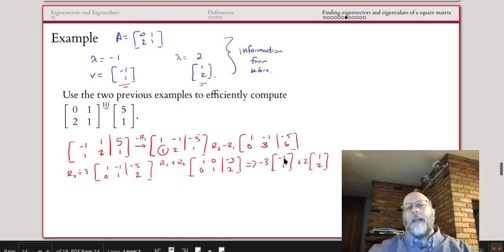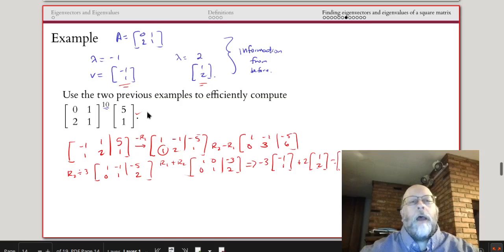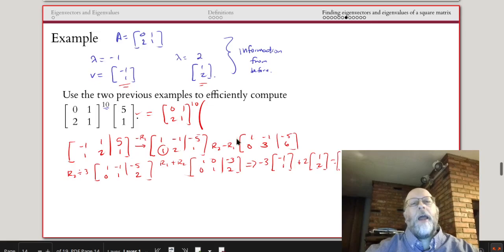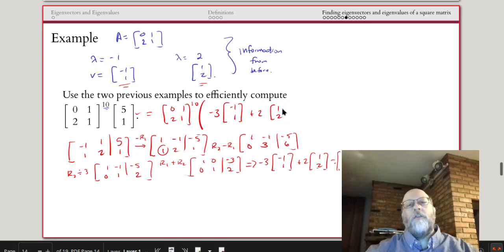So in the top row, I get -3 times -1 is +3. +3 plus 2 is 5. In the bottom row, -3 times 1 is -3. 2 times 2 is 4. -3 plus 4 is 1. That does check. All right, well, we can solve this. This is the same thing as the matrix (0, 1; 2, 1) to the 10th power times this linear combination: -3 times (-1, 1) plus 2 times (1, 2).